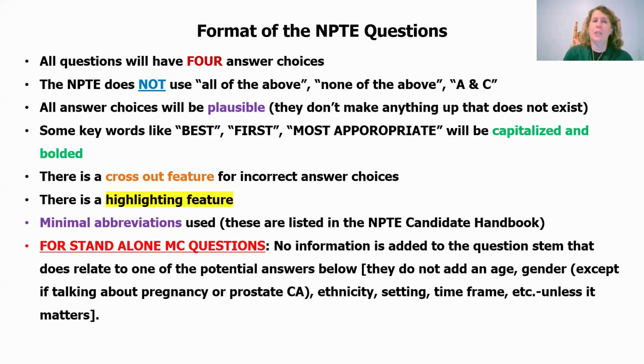Now, for standalone multiple choice questions, it is very important that you read every word in the question, because every word in the question is there for a reason. They are not supposed to add an age, a gender, an ethnicity, a setting, a time frame, unless it matters. So if you're reading one of those standalone multiple choice questions and they say a 45-year-old female, 45-year-old, there's a reason they put that there. Female, there's a reason they put that there. You need to pay attention.